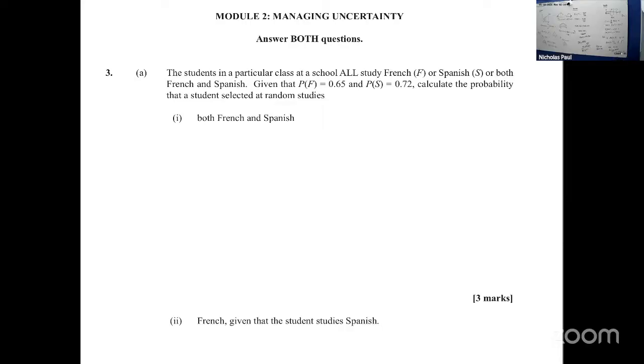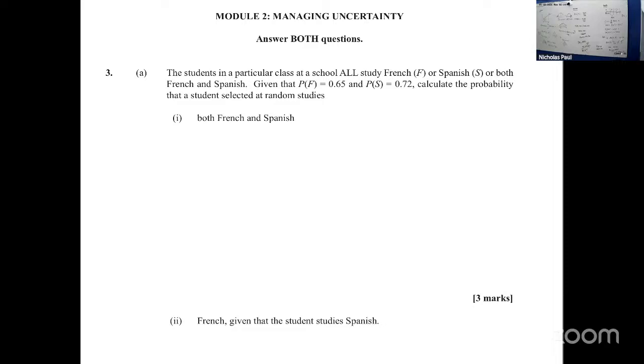All right, the first one: the students in a particular class at the school all study French or Spanish, so there's nothing outside those sets, right? So probability of F, probability of S, calculate the probability that both are selected.